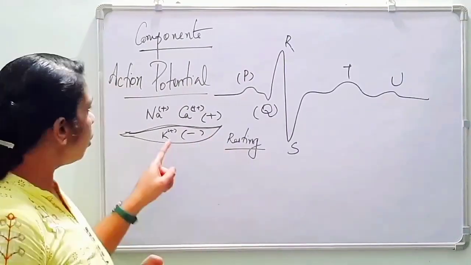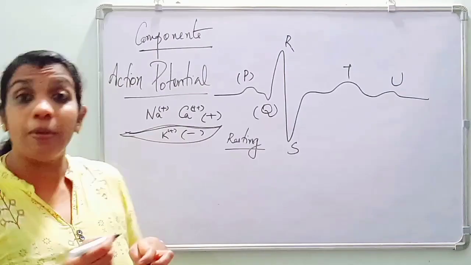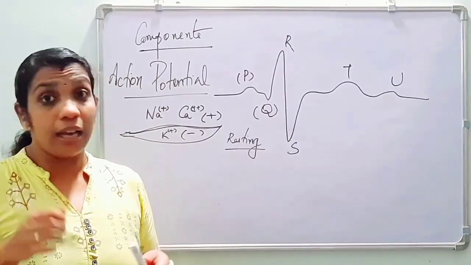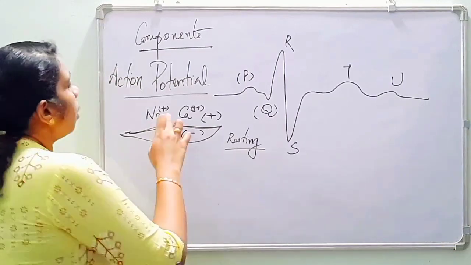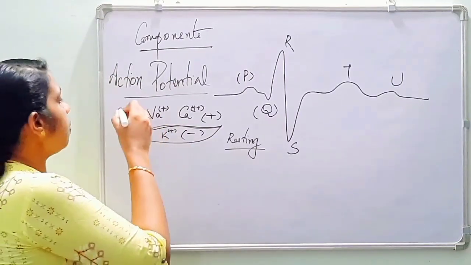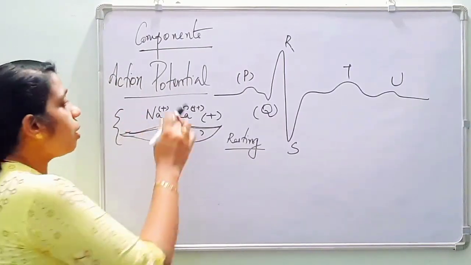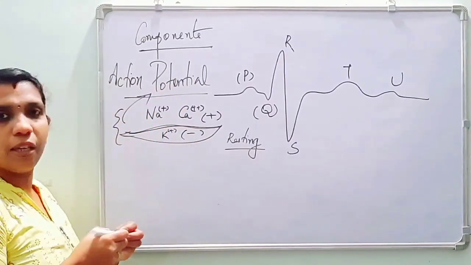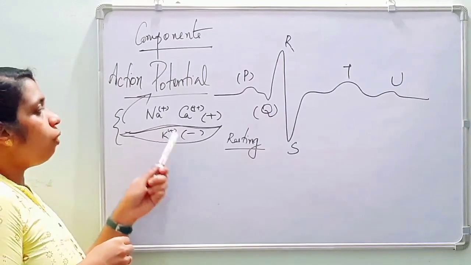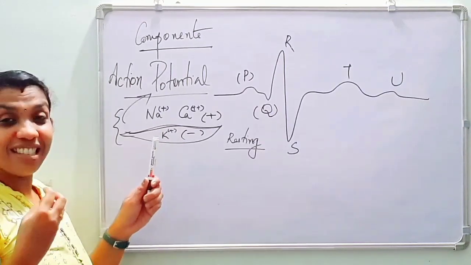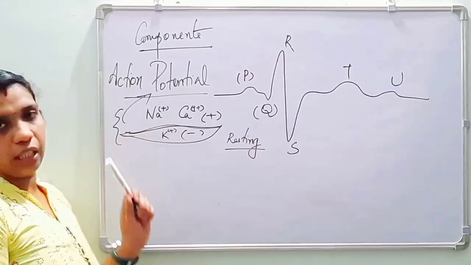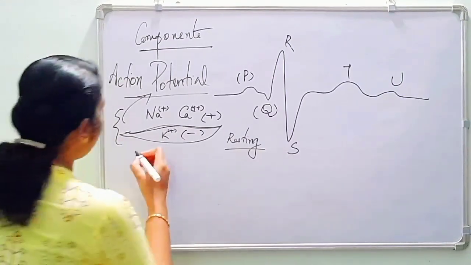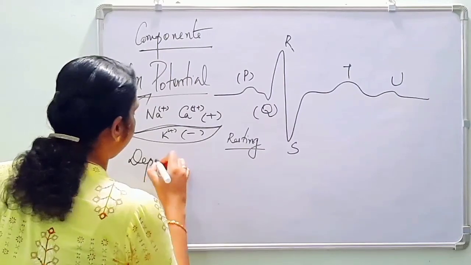You understand? So this is the normal resting phase as far as a cardiac cell or cardiac membrane is concerned. The difference between these two, the positive and negative charge, is known as action potential. The difference in electrical charge between these two is known as action potential. You understand? Next, we will talk about depolarization.